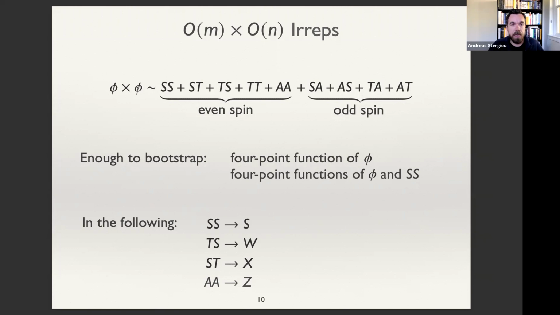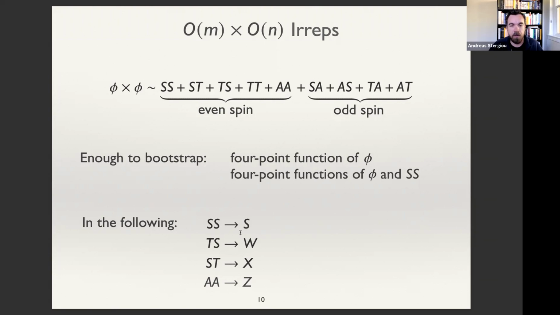So this OPE is essentially all we need to bootstrap the 4-point function of the operator phi, as well as the 4-point functions of phi and the operator SS, which is the singlet of this group, because this has no indices. It's easy to add it to the bootstrap problem with minor complication. You just get a larger complication coming from group theory, and you just get a larger bootstrap problem to solve. So in the following, I will do some relabeling.